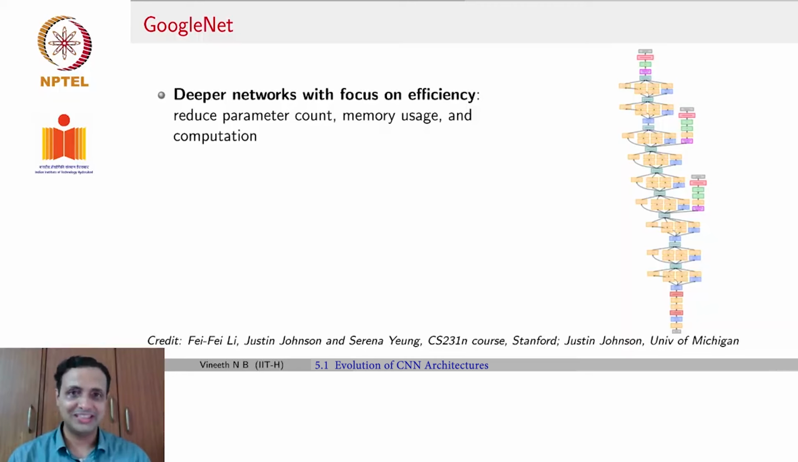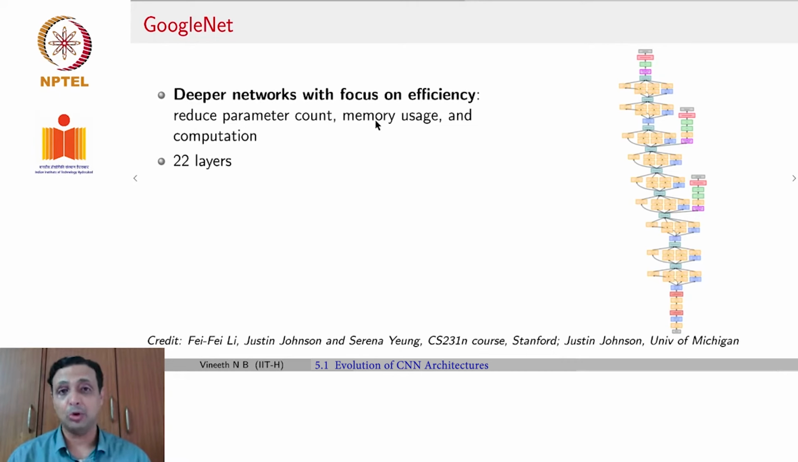Along with VGG in 2014 was also another network called the GoogLeNet. The GoogLeNet obviously came from Google, focused on deeper networks, but with an objective for efficiency, to reduce the parameter count, to reduce memory usage, and to reduce computation. So how did they go about achieving all of this?